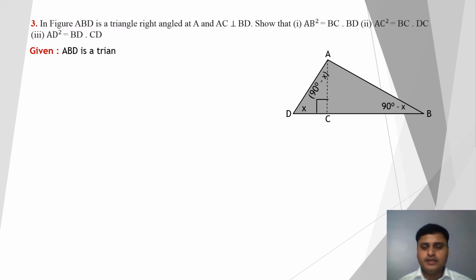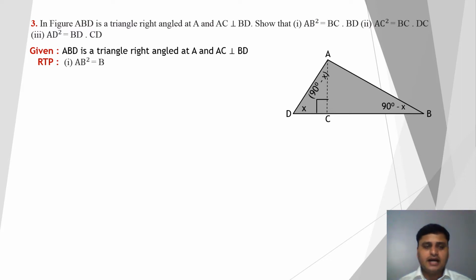Now first of all we will write given. In this given, ABD is which type of triangle? It is a right angle triangle, right angle at A. So we can say that triangle ABD is right angle at A, and AC is perpendicular to BD. These two things we will be writing in given.